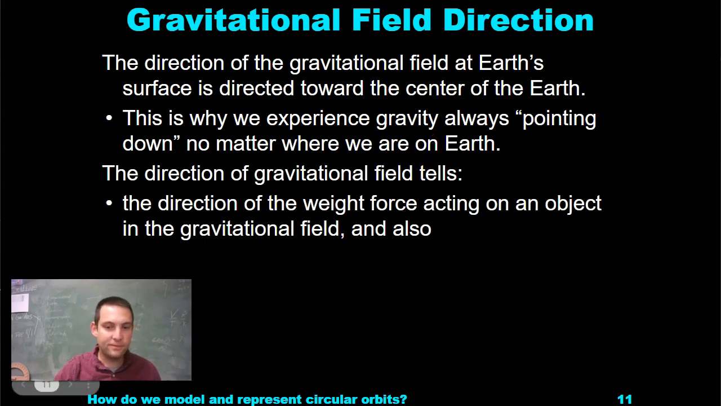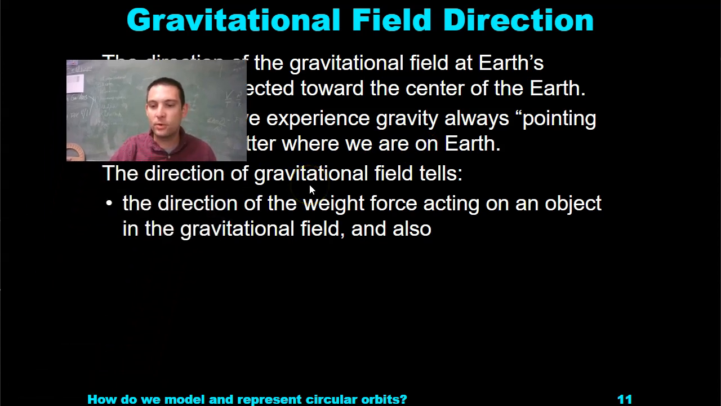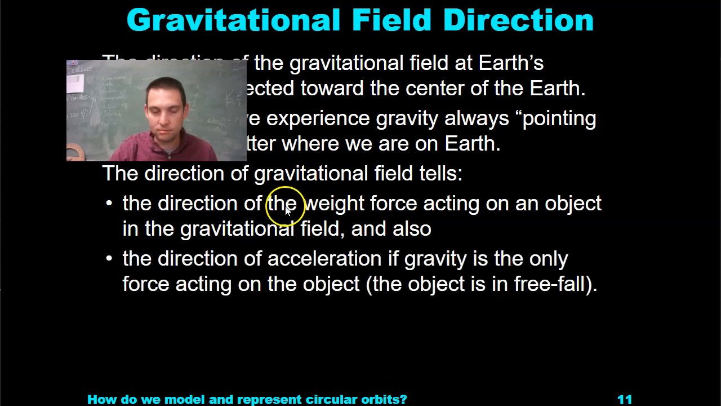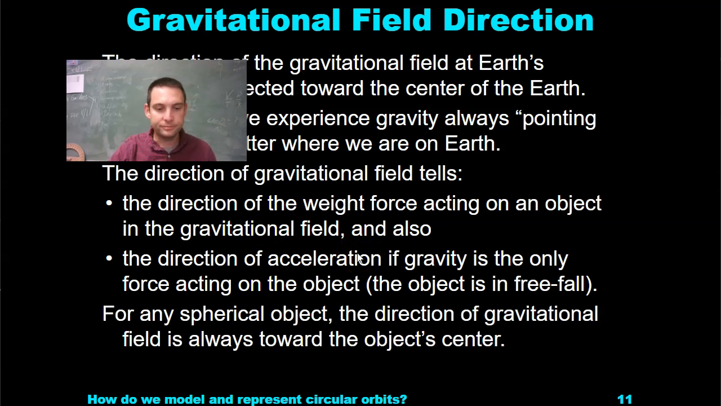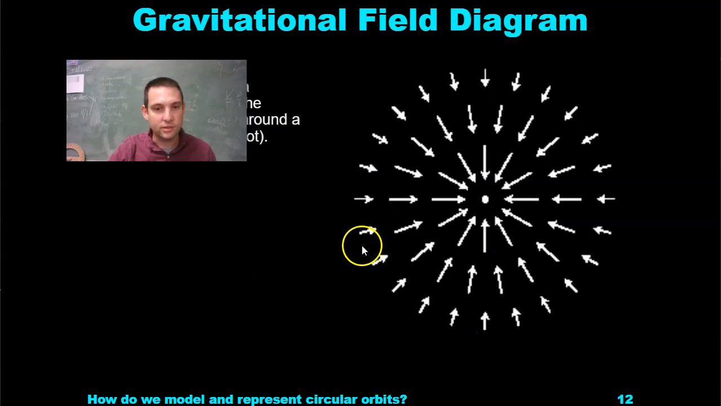Two things the gravitational field tells us. First, the direction of the weight force acting on the object in the gravitational field. In our case, it's always down. And second, the direction of the acceleration if gravity is the only force acting on the object, that is, the object is in free fall. For any spherical object, or couple of objects that seem to make a sphere, the direction of gravitational field is always directed towards the object's center.